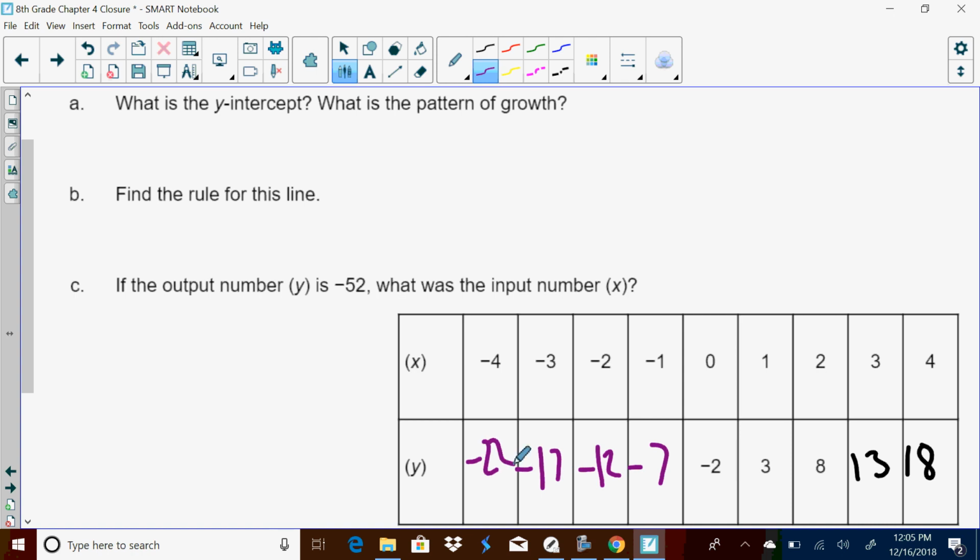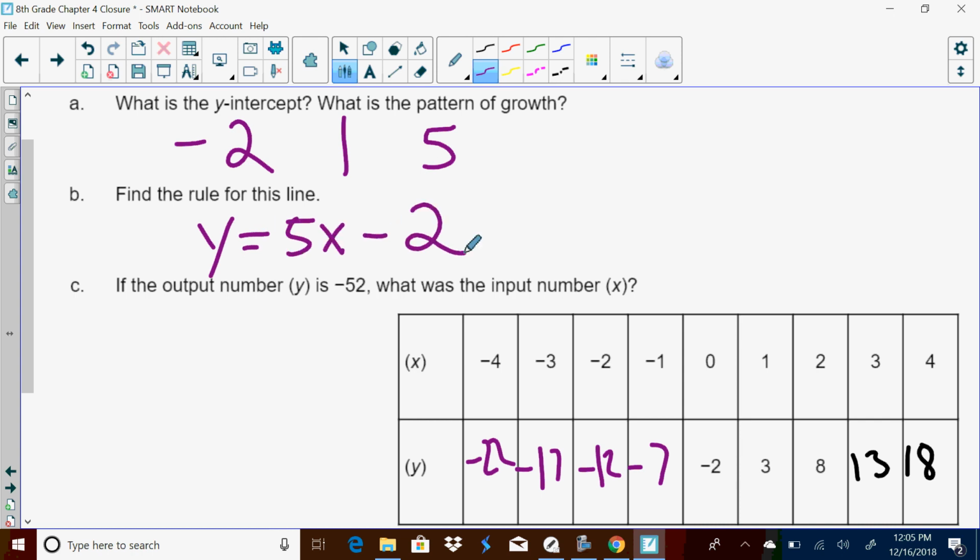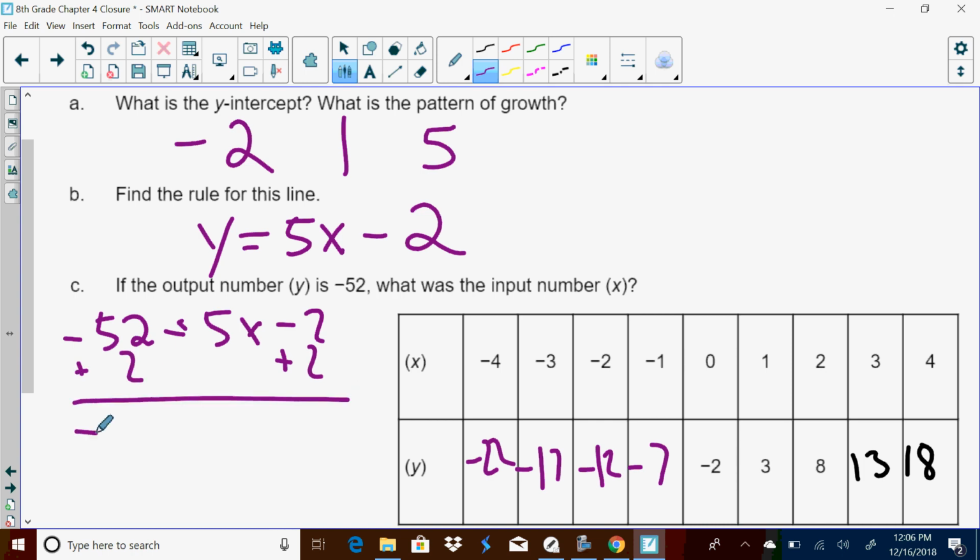So A says, what's the y-intercept and the pattern of growth? So my y-intercept is negative 2, and I'm growing by 5. What's the rule? y equals 5x minus 2 is my rule. And if the output is negative 52, what was the input? So I did negative 52 equals 5x minus 2, so I added 2. So I got negative 50 equals 5x. So x equals negative 10.